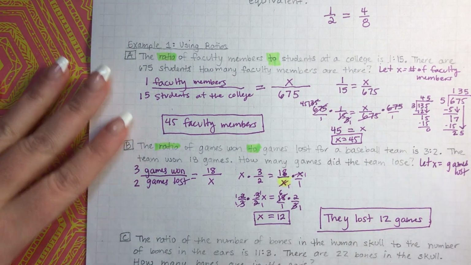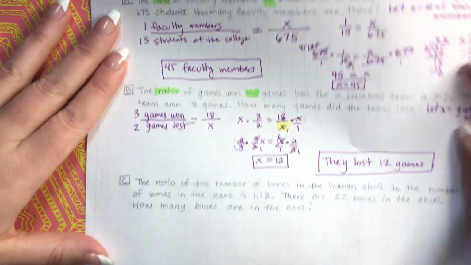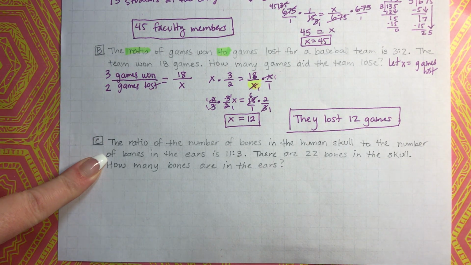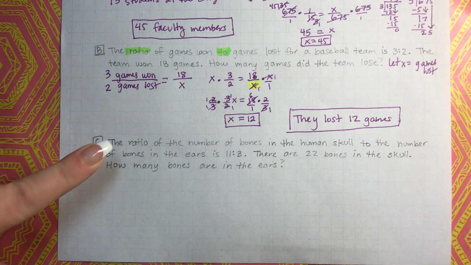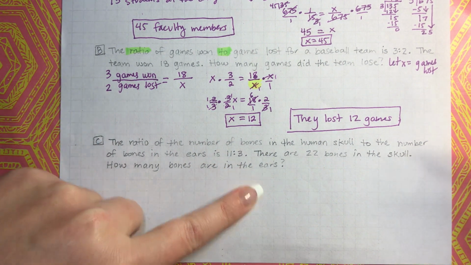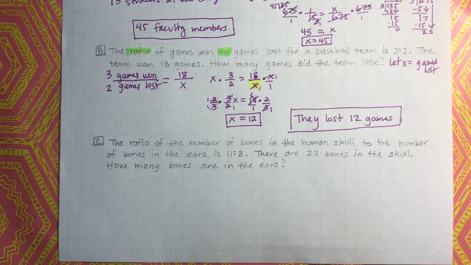All right, let's look at the third problem. So it says the ratio of the number of bones in the human skull to the number of bones in the ears is 11 to 3. There are 22 bones in the skull. How many bones are there in the ears?